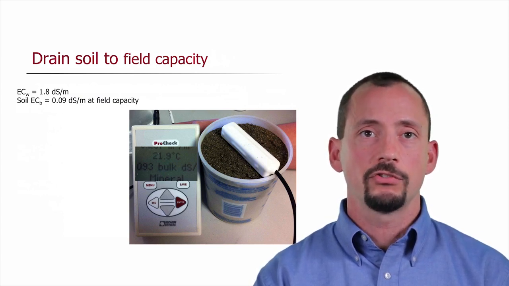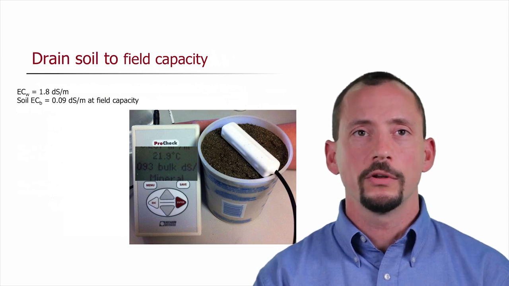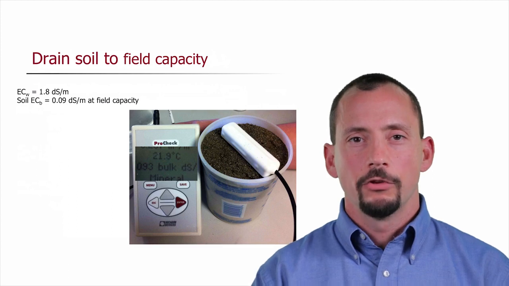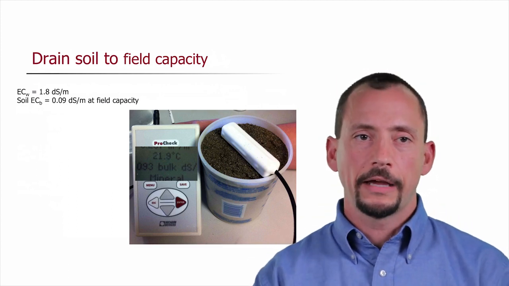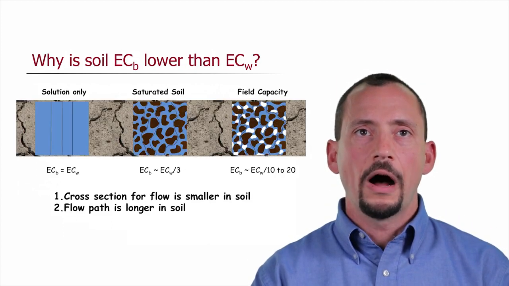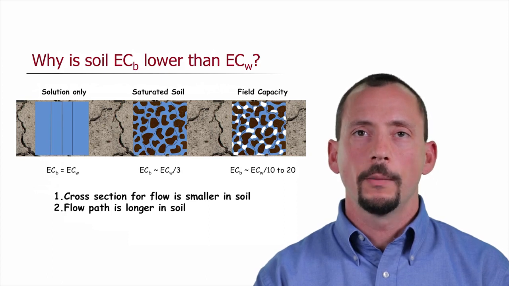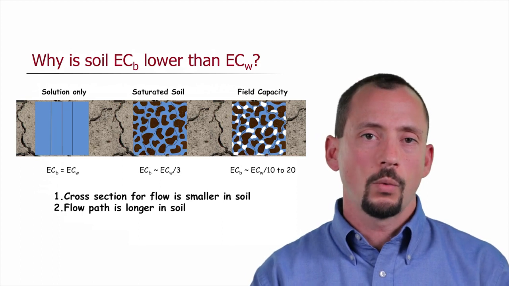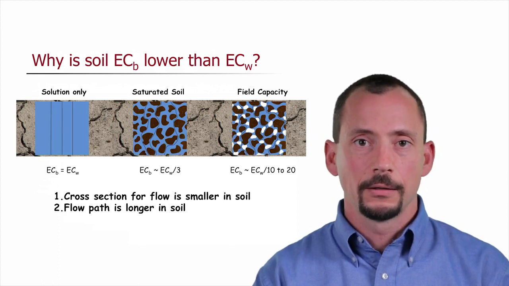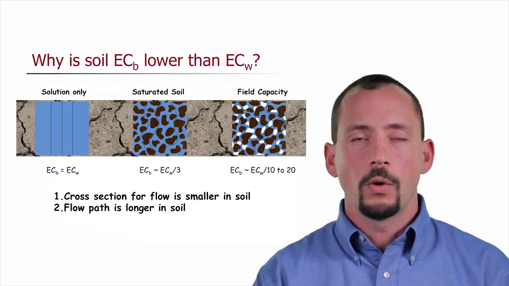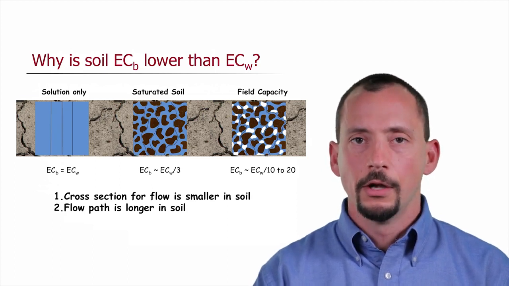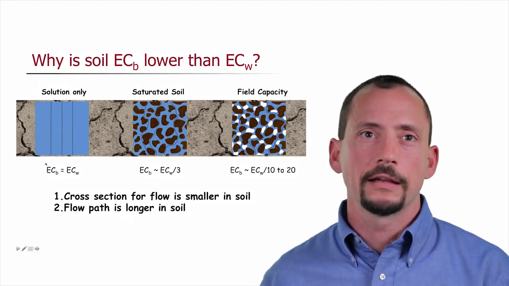Well, our bulk EC is decreased even more. We're down at 0.09 decisiemens per meter at field capacity. So the key question that you're probably asking is, why is the bulk EC so much lower than the EC of the water? We know the EC of the water in that soil. We added it. Okay, so why is our bulk EC so much lower? Well, hopefully this diagram that I have up there will help elucidate that a little bit.